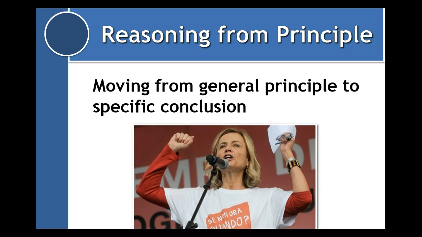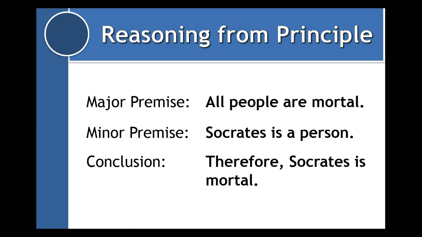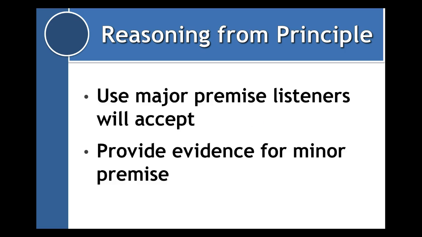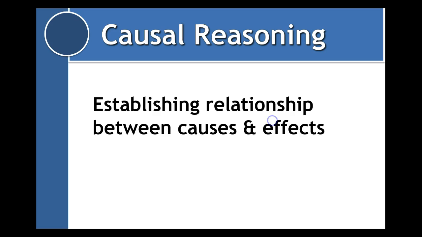Reasoning from principle means moving from a general principle to a specific conclusion. In reasoning from principle: major premise, all people are mortal. Minor premise, Socrates is a person. Conclusion, therefore, Socrates is mortal. Reasoning from principle means using a major premise listeners will accept and providing evidence for minor premises.